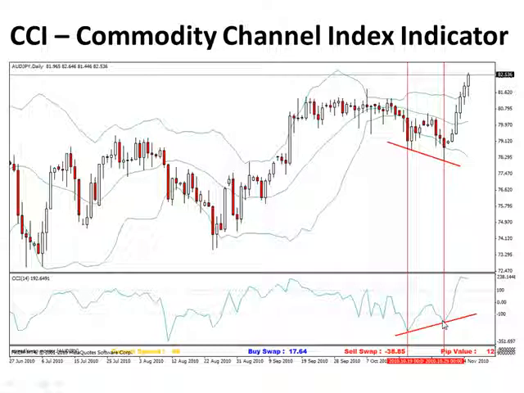So these are the three ways that we can use the CCI indicator for trading forex markets. One is the CCI indicator in range markets, the second one is the CCI indicator in a trending market, and the third one is the CCI indicator to trade divergences.